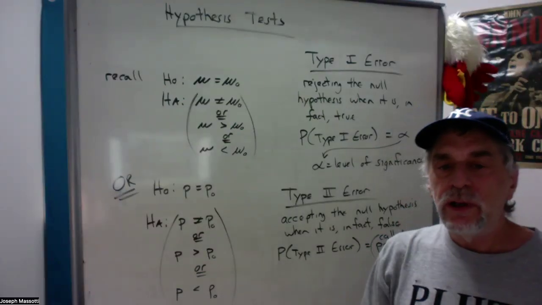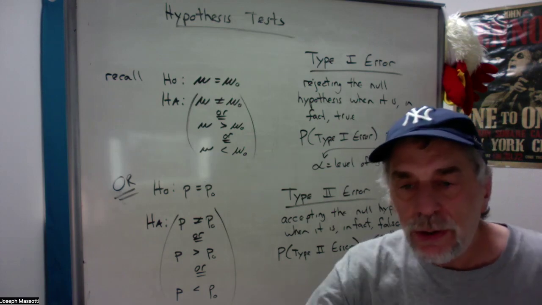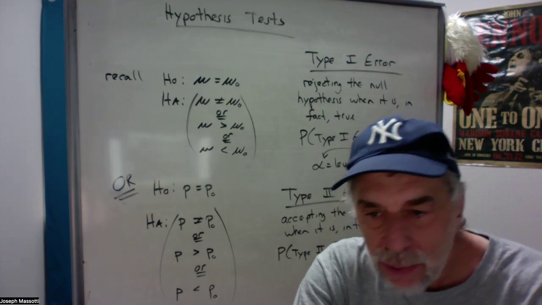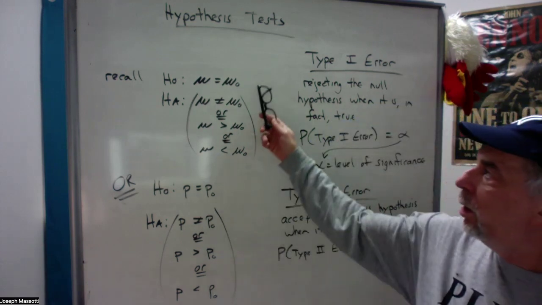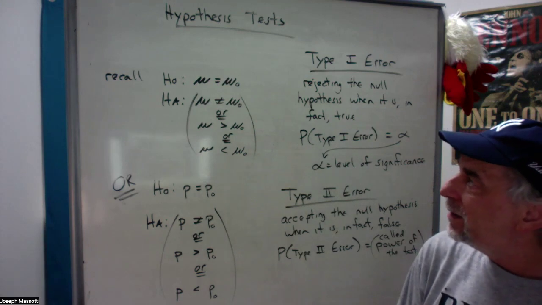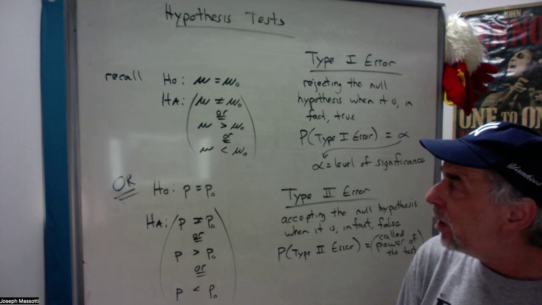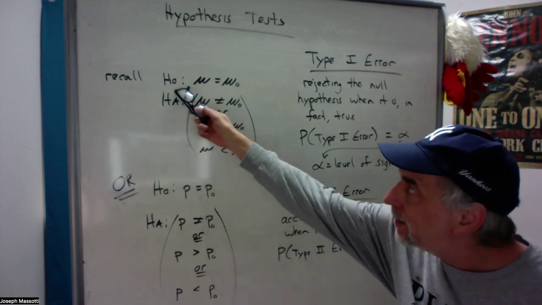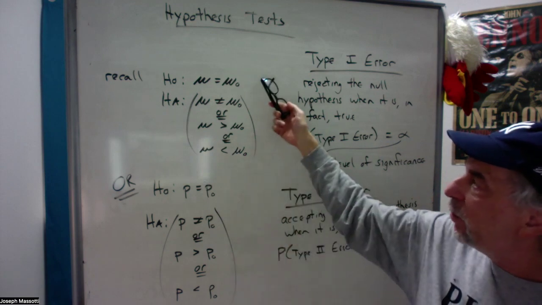Okay, very short video here discussing type 1 and type 2 errors when we're talking about hypothesis tests. So recall in a hypothesis test, the first step was stating the hypothesis, the null hypothesis, and the alternative hypothesis. It took one of several different forms.